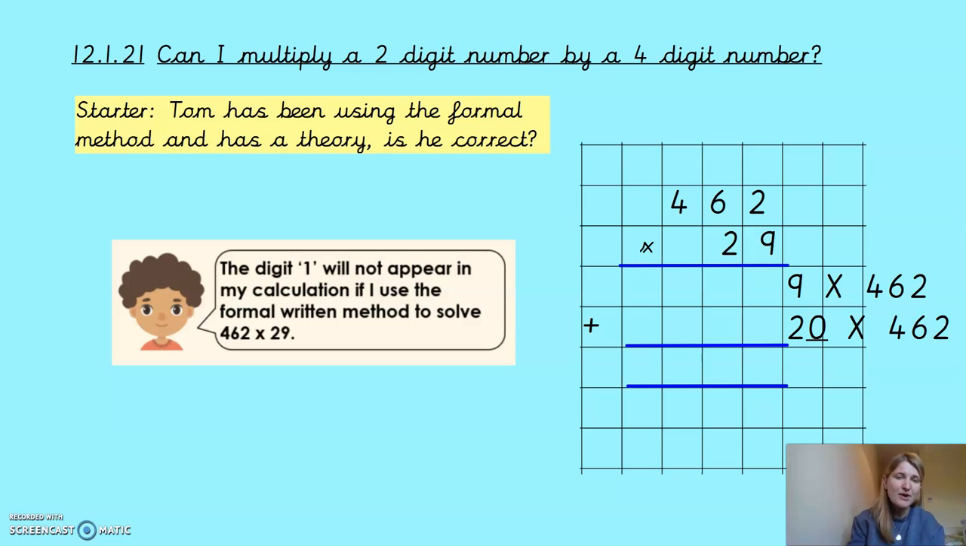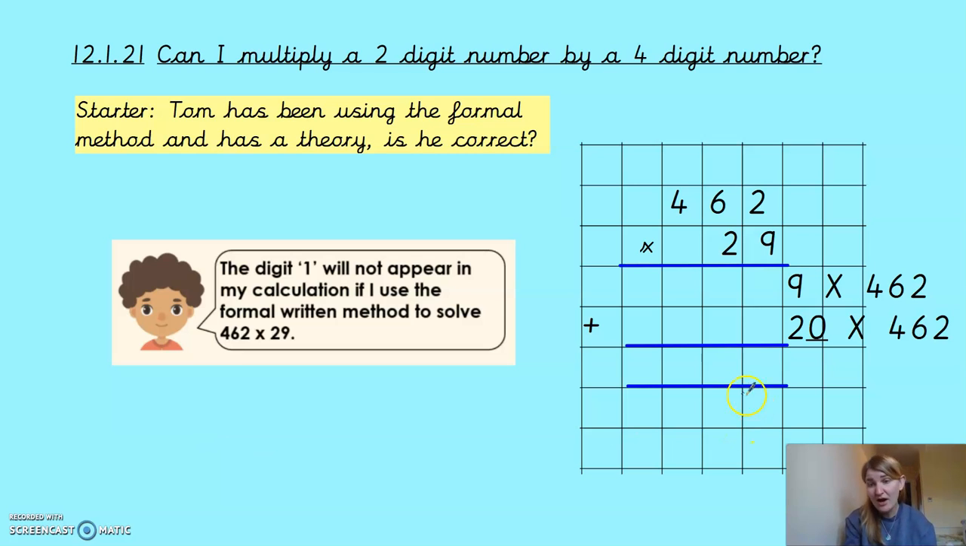All right, so to begin with, got a little starter here recapping yesterday's work. Tom has been using the formal method, and as a theory, is he correct? He thinks the digit 1 will not appear in his calculation if he uses a formal written method to solve 462 times 29. Pause me, have a think, and then let's solve it together.